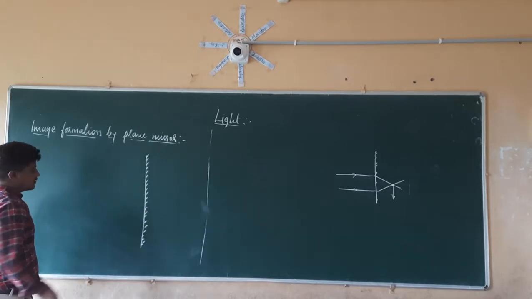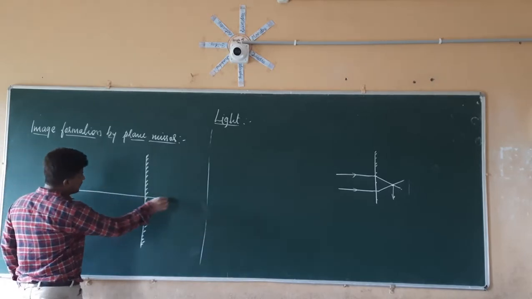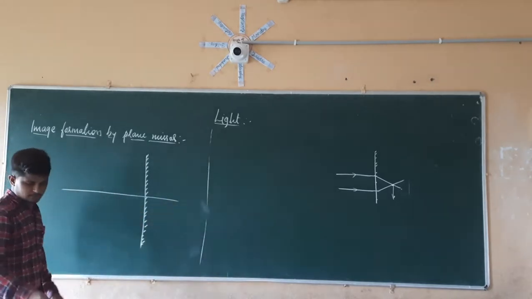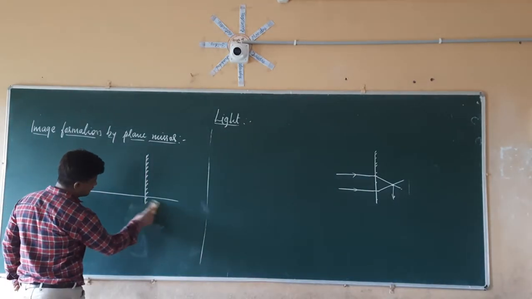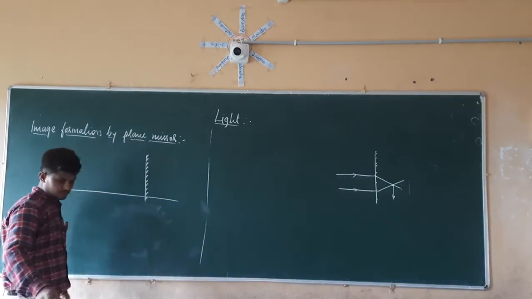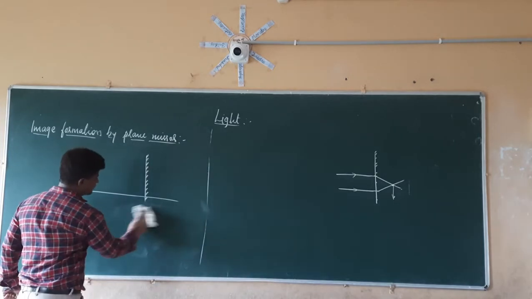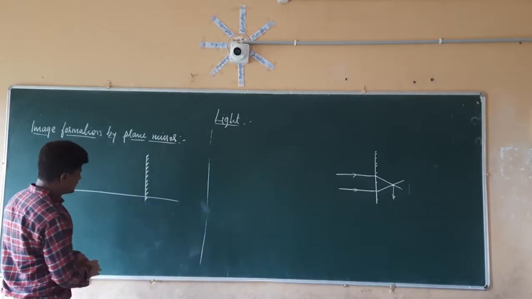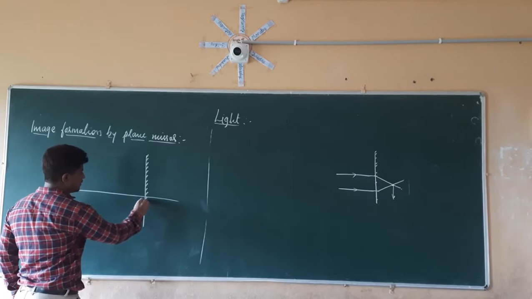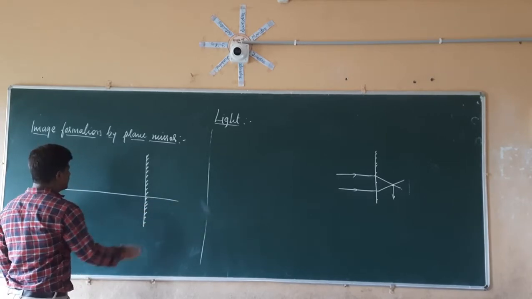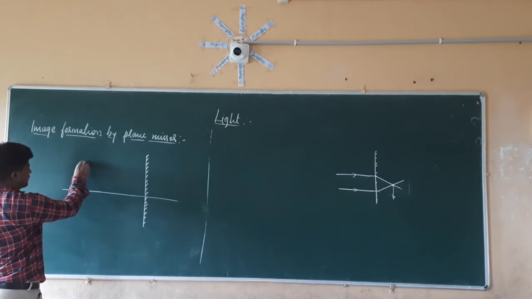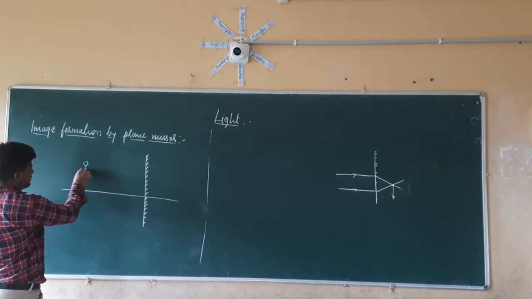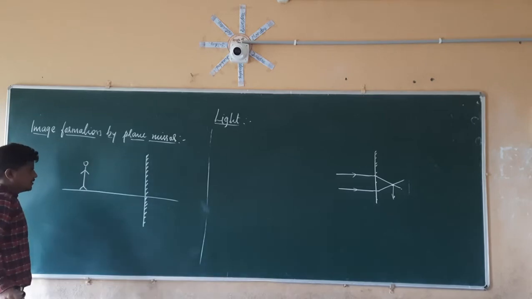Right. So we are keeping an object on this axis. We are going to take just this much. This is the axis. Where the object is kept here, let the object be kept here. This is the person here, right?